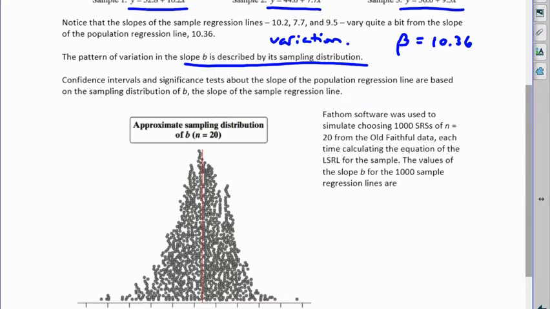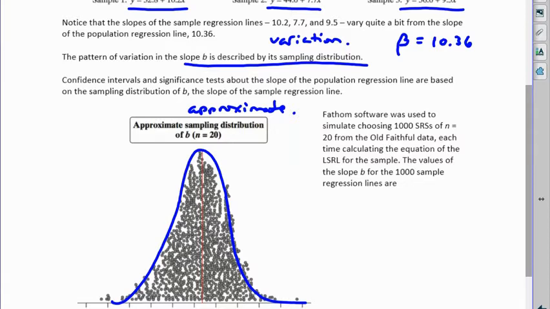If we were to have that population of eruptions in the Fathom computer brain and go out and take samples of 20 and then put them back and take another sample of 20 and put them back, and every time you took out your sample of 20 you generated a slope, you can see that this approximate sampling distribution starts looking nearly normal. And so that's why we're going to be able to do significance tests about the slope.